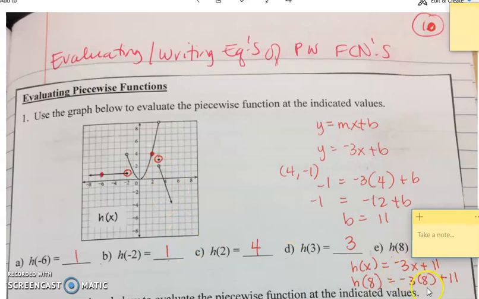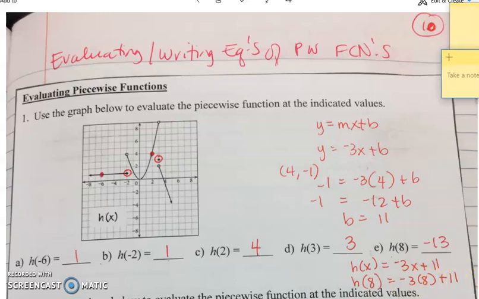Well, I can now plug in the number 8 here. I'm going to multiply that by -3, which is -24, plus 11, and it gives you -13. So now we know that h of 8 is equal to -13.